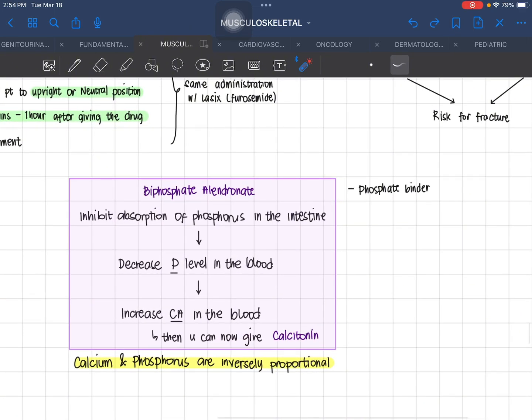So, yung biphosphonate alendronate, yun kasi ay phosphate binder. Bale, ang ginagawa niya is ini-inhibit niya yung absorption ng phosphorus sa intestine. So, kasi ang phosphorus and calcium ay inversely proportional. So, kapag decrease yung phosphorus, tumataas yung calcium sa blood. So, kapag mataas na yung calcium sa blood, doon na ibibigay si calcitonin para yung increased calcium sa blood, dadalhin niya kay bone.